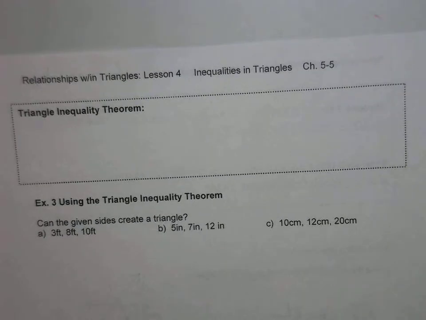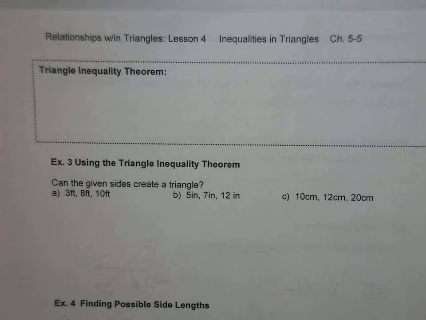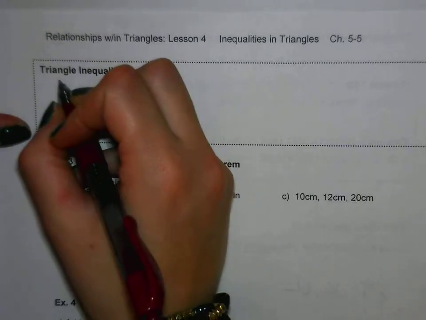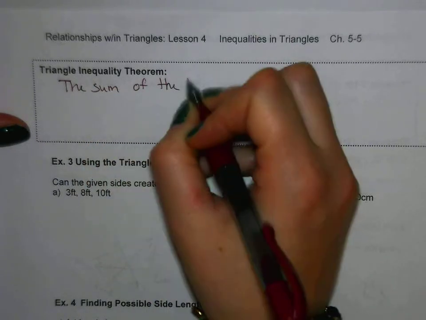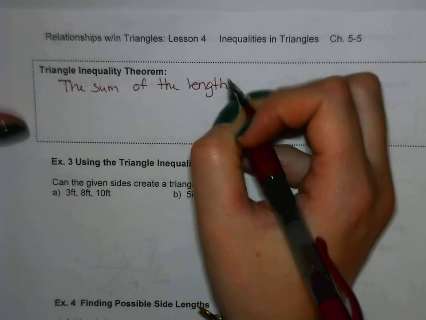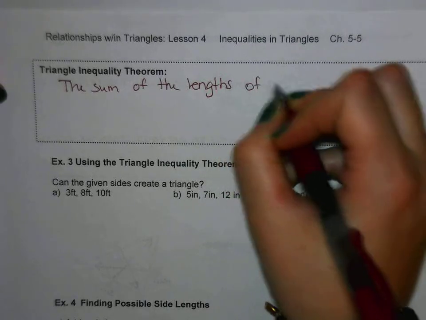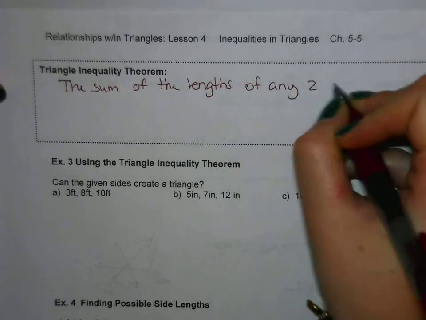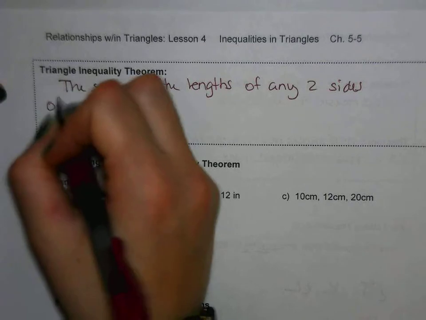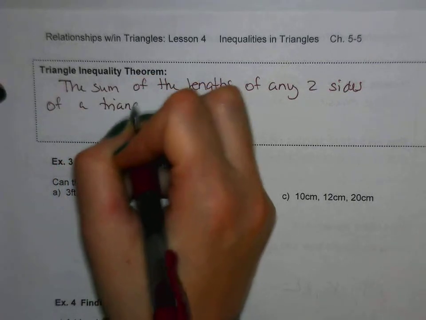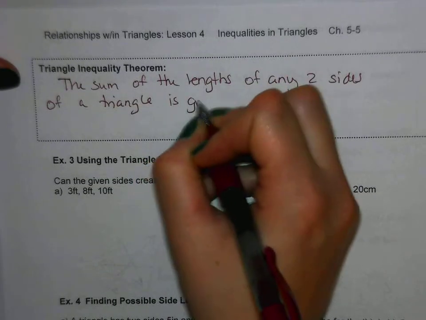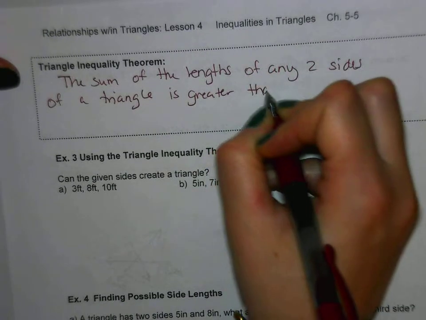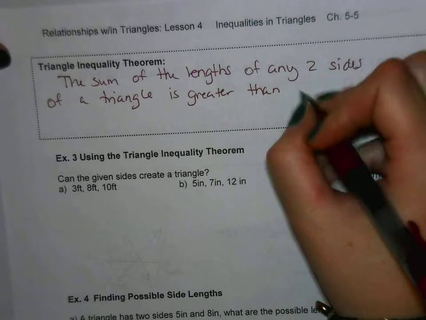So let's look at the triangle inequality theorem. The triangle inequality theorem states the sum of the lengths of any two sides of a triangle is greater than the length of the third side.